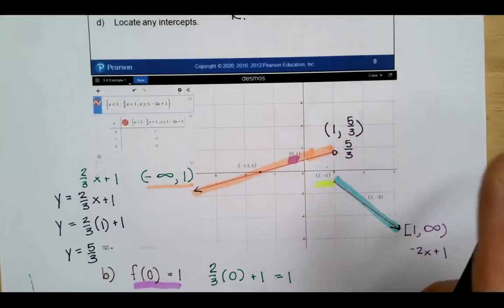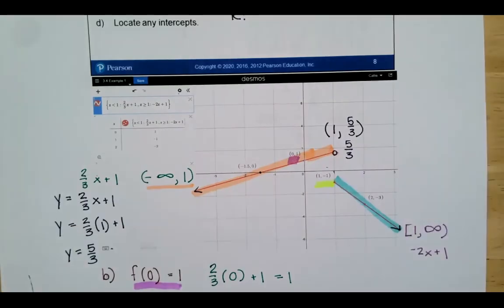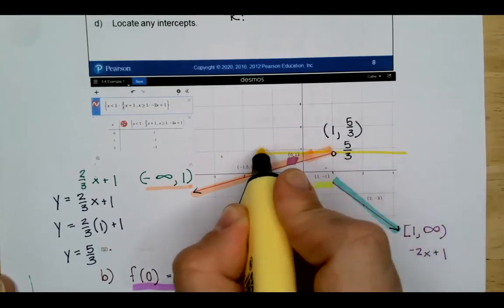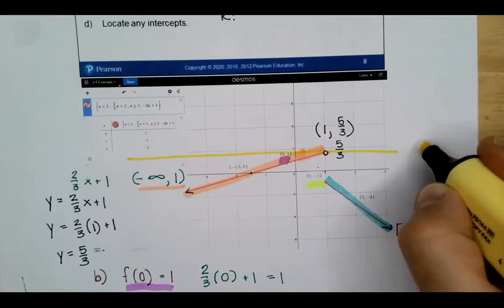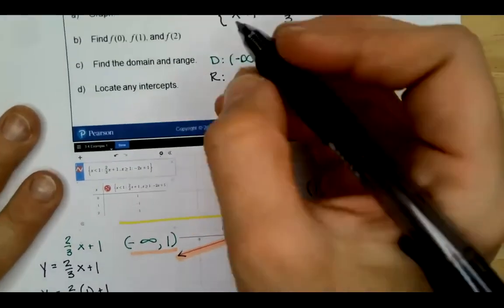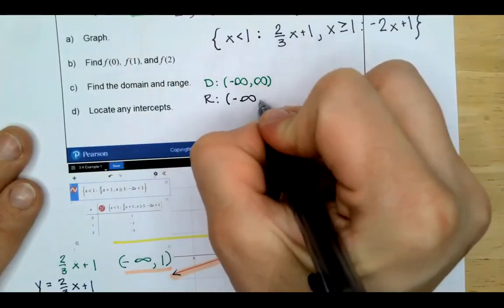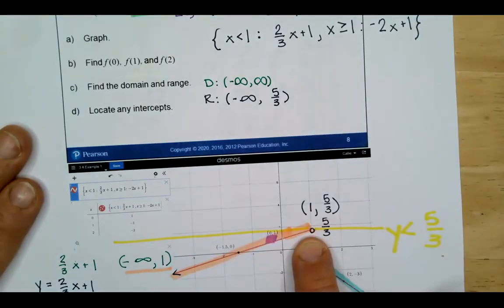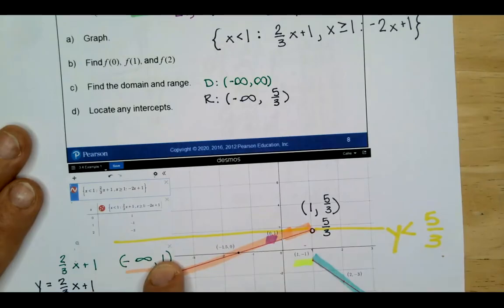And that's as high as my graph is going to be. It's going to be here and below. Right? So my range is below or less than 5/3. Negative infinity to 5/3. And remember, it doesn't include that, but it goes right up to it, right? Just like the whole graph doesn't include x equals 1, but it goes right up to it.